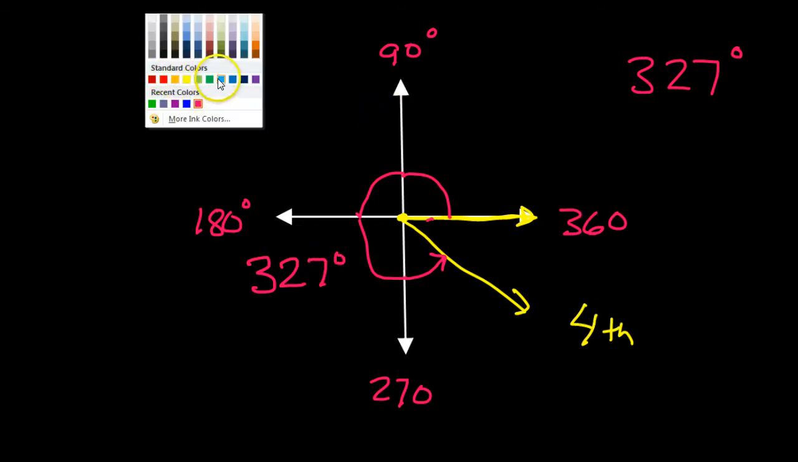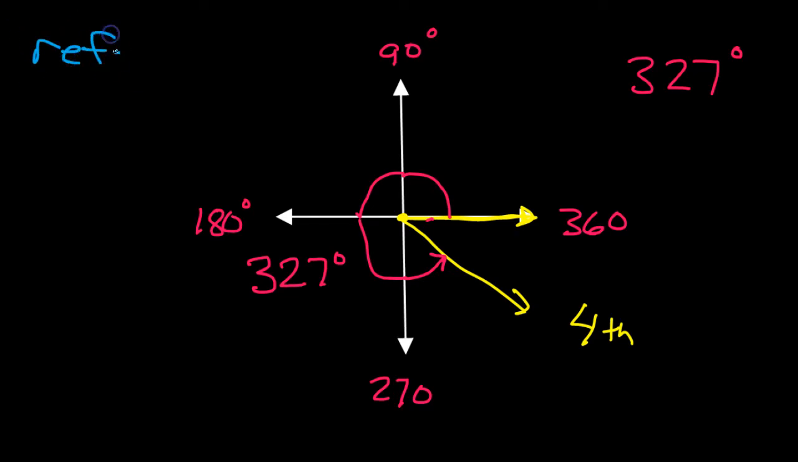Now, here's the thing. Reference angle. I'm going to use the letter theta right now. If I put theta right here, that's the reference angle. The reference angle is the angle that's formed by the x-axis and the terminal side of whatever angle you're talking about. So it would be theta right here. Now, we need to find out what that is.